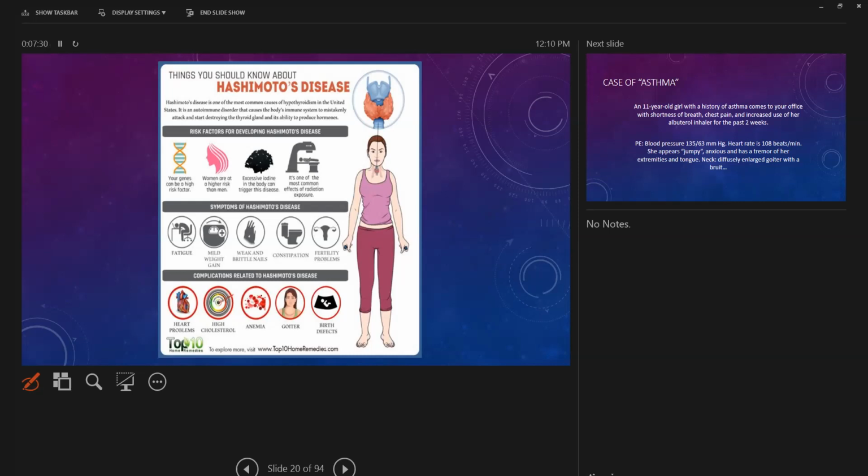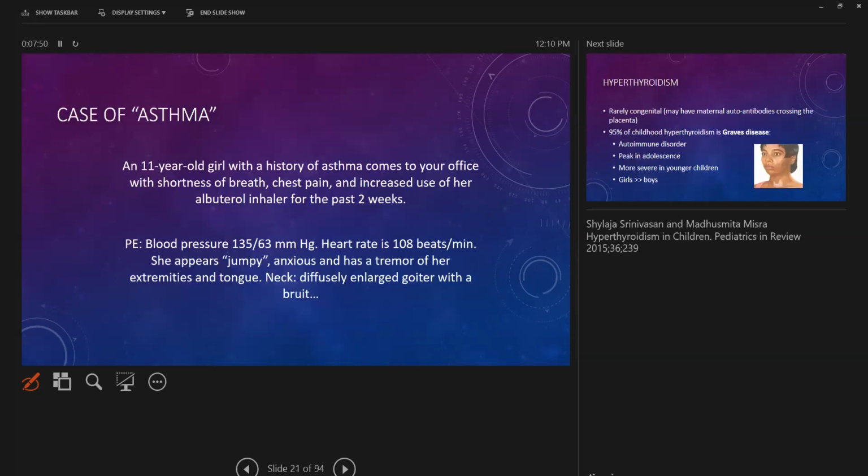Symptoms include fatigue, mild weight gain, weak and brittle nails, constipation, and fertility problems. Complications related to Hashimoto's disease include heart problems, high cholesterol, anemia. That is a giant goiter. Jeez Louise. Yeah, I would say that's a goiter. And then birth defects if it's a pregnant female.